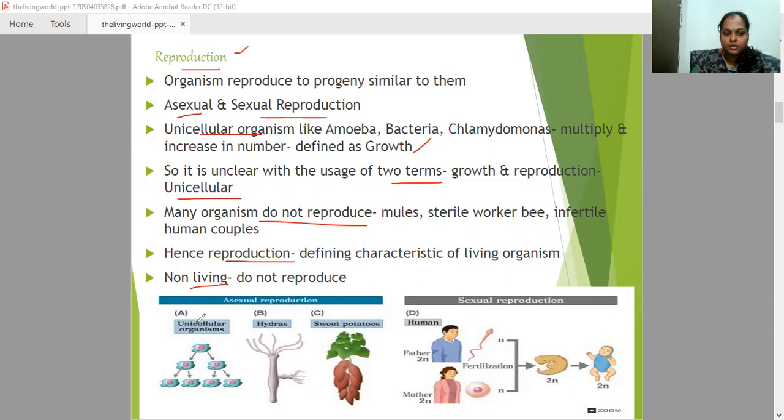You can see the diagram here. A represents unicellular organisms. You can see amoeba reproduction, hydra, and then sweet potato by vegetative propagation. All these are examples of asexual reproduction. In humans, the father has 2n, the diploid number of chromosomes, and the mother has 2n, the diploid number of chromosomes. After fertilization, 2n is formed in the children or offspring. This is the diagrammatic representation to show asexual and sexual reproduction. Hence, since some exceptions are there, reproduction is not a defining property of living organisms.